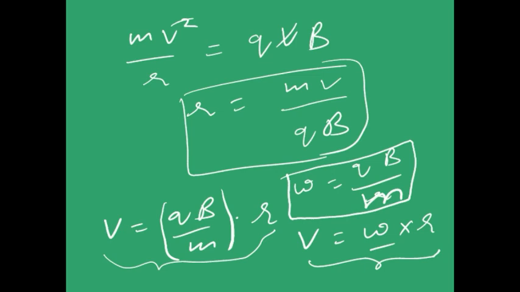Note that the angular velocity is independent of the actual velocity v. There's no v term here. It just depends on the charge, magnetic field and mass. This independence of angular velocity on v has some interesting applications which we'll study further.